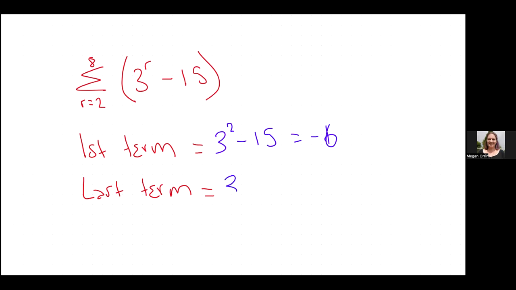3 to the power of what? 9. Why are we saying 9? I get what you're saying, but it's actually 8. I get your logic, but you need to say the 8th term. This is not saying 8 terms, this is saying the 8th term. This is the place you stop. So this tells you where to start, this tells you where to stop. That might be a more helpful way to think about it.